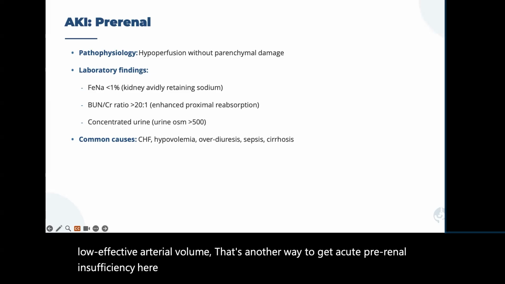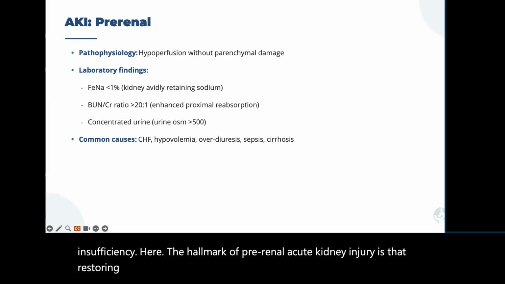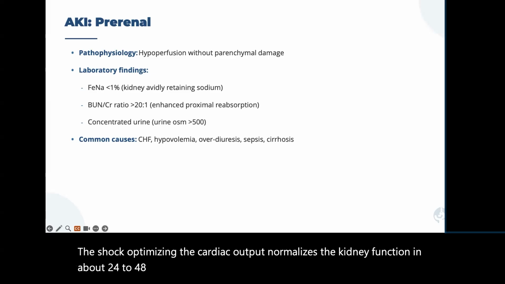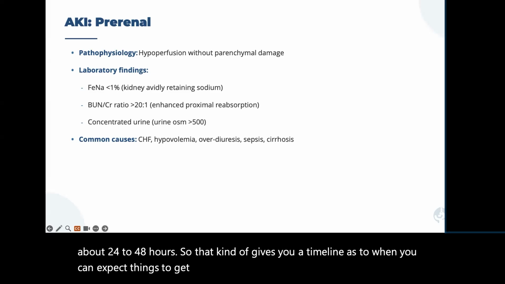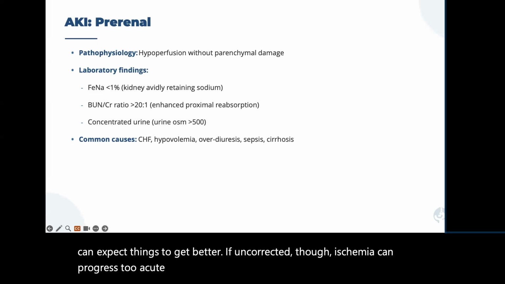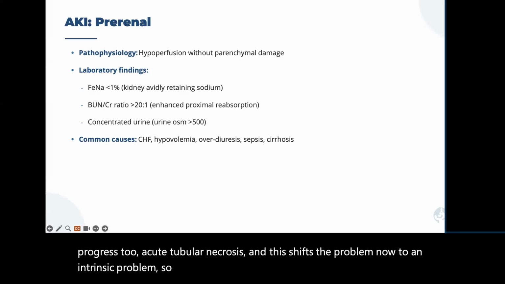The hallmark of prerenal acute kidney injury is that restoring perfusion, fluids, addressing the shock, optimizing the cardiac output, normalizes the kidney function in about 24 to 48 hours. So that kind of gives you a timeline as to when you can expect things to get better. If uncorrected, though, ischemia can progress to acute tubular necrosis. And this shifts the problem now to an intrinsic problem. So pre can become intrinsic.